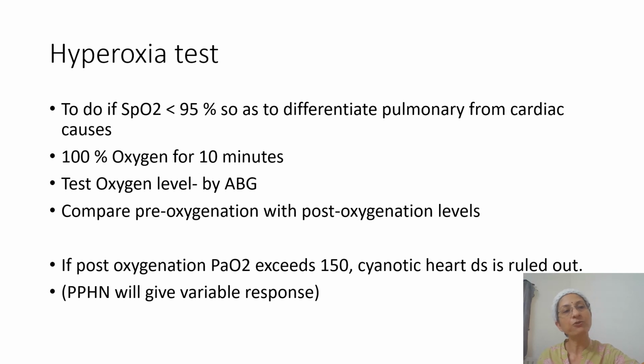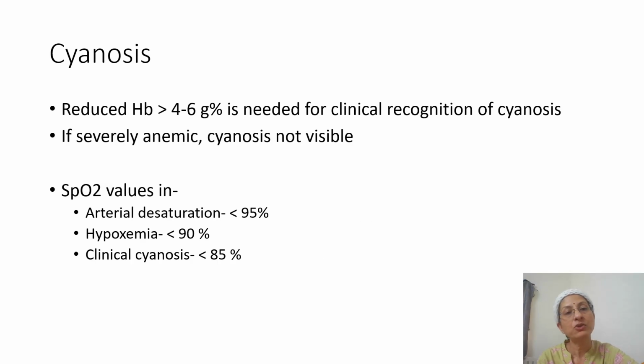In children who are suffering from persistent pulmonary hypertension of the newborn, there will be a variable response. Some of the children will show an improvement in saturation after 10 minutes of 100% oxygen, while other children will not. So cyanosis, as we know, is the blueness of various parts of the body. There are two types of cyanosis, central cyanosis and peripheral cyanosis. In central cyanosis, all parts of the body show blueness, whereas in peripheral cyanosis, only tips of fingers or toes will be showing the blueness.